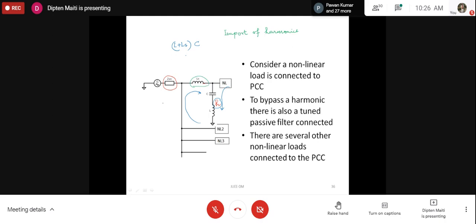Okay, I'm making a mistake. As the L value increases, the frequency of tuning would reduce. So let's say this is tuned at the seventh harmonic. It may happen that it becomes tuned at the fifth harmonic. So if nonlinear load 2 is producing a fifth harmonic component, that means the LS and LC filter combined form a passive filter tuned at the fifth harmonic. So that would once again start drawing the fifth harmonic current.